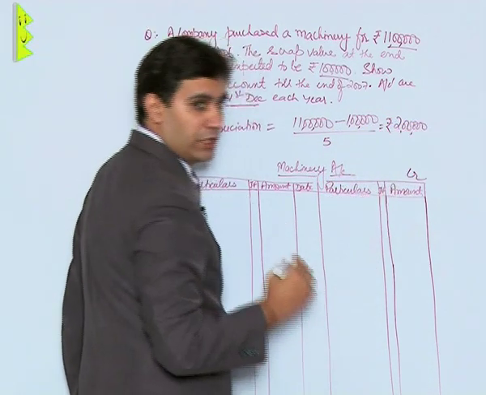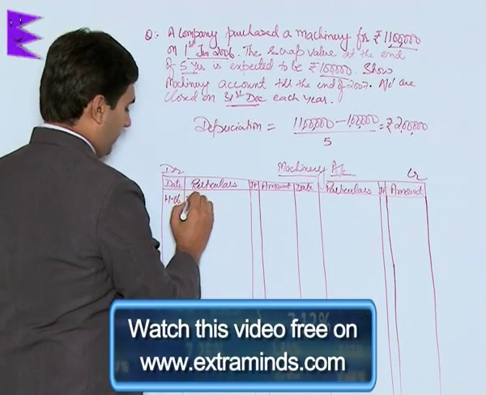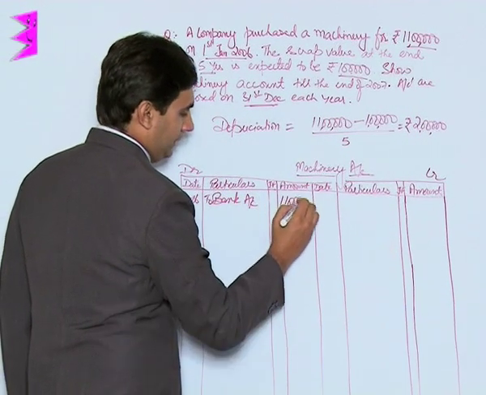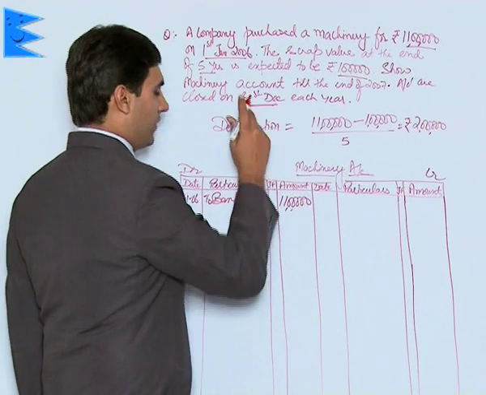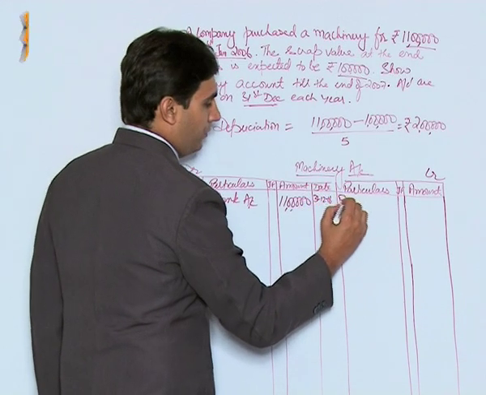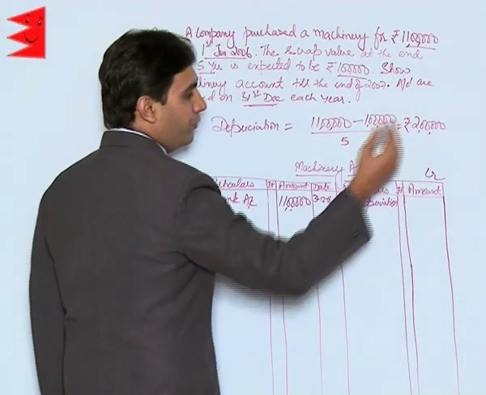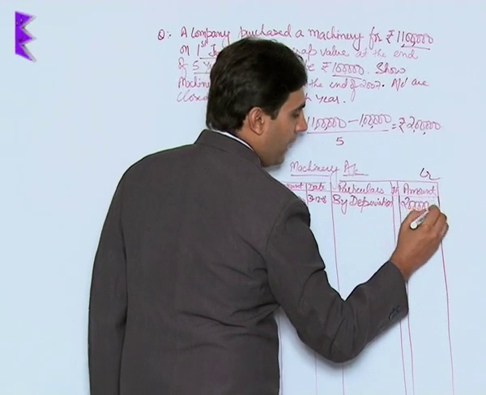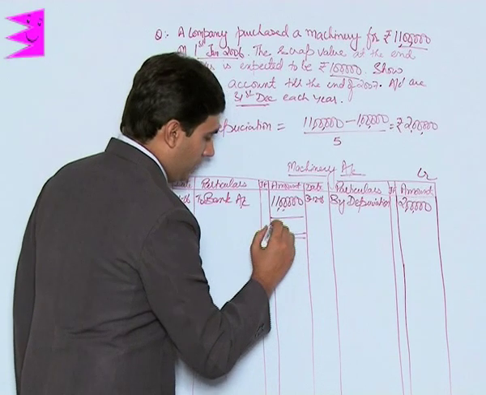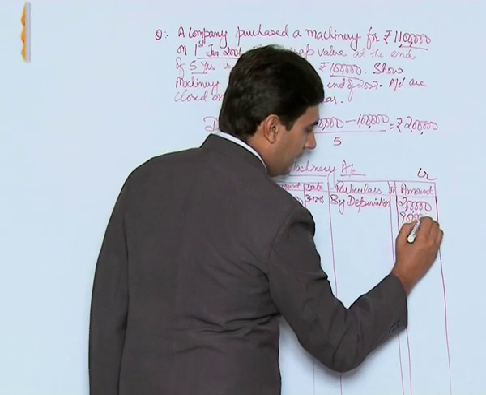which comes to rupees 2 lakh each year. So now students, on 1st January 2006, it would be to bank account and the amount would be rupees 11 lakhs. The year is ending on 31st December, so 31/12/2006, it would be by depreciation. The amount would be rupees 2 lakhs as calculated here. So the balance would be 11 lakh minus 2 lakh, that would be 9 lakhs.